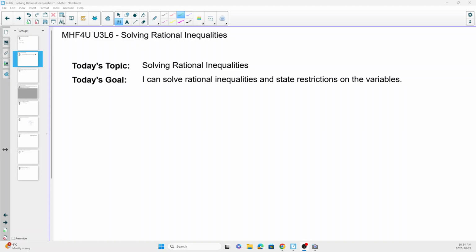Okay, guys, inequalities are back. I'm sure you all loved them in Unit 2. I'm sure you've been missing them. So, we are now looking at rational inequalities, and by the end of this lesson, you can solve rational inequalities algebraically and state restrictions on the variables.